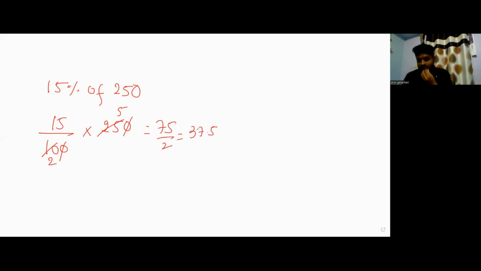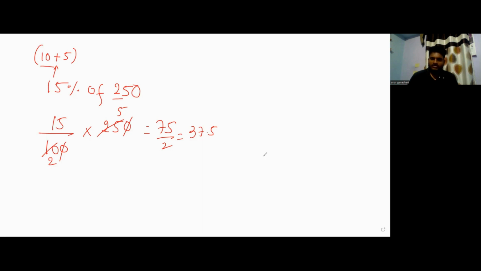This is the conventional method. What if we had used something else? 15% can be broken as 10 plus 5. Am I right here? We can break this 15 as 10 plus 5 because this will be a far easier version. I'll tell you how. 10 plus 5. So first we have to find 10% of 250.